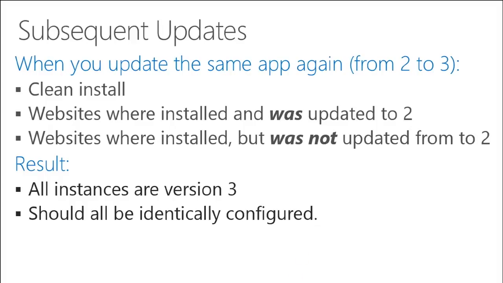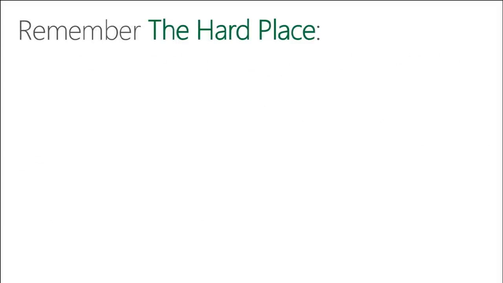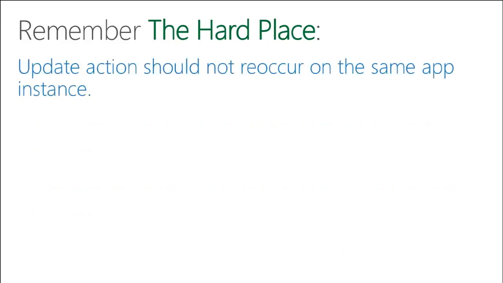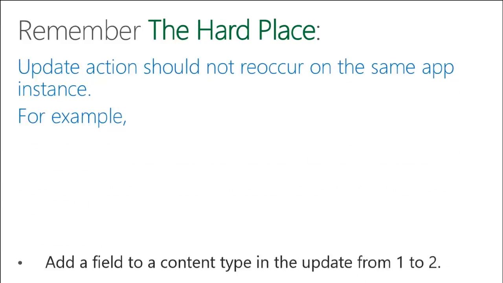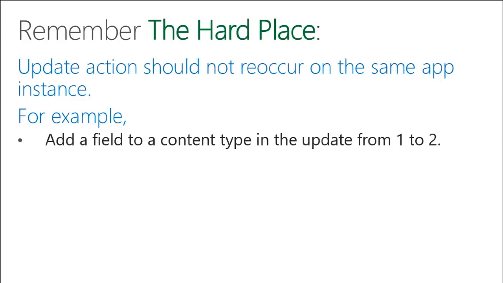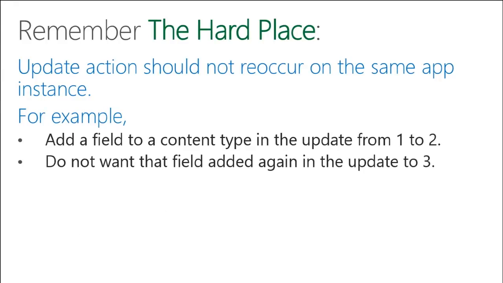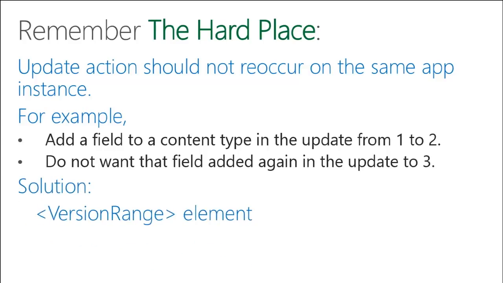Now remember the hard place. The update action should not reoccur on the same app instance. For example, if you add a field to a content type in the update from version 1 to 2, you do not want that field added again in the next update from 2 to 3. How do you prevent that? That's where the version range element comes in. The version range element is, in effect, the conditional block in this part of CAML, in the feature XML. It's the if-then structure.